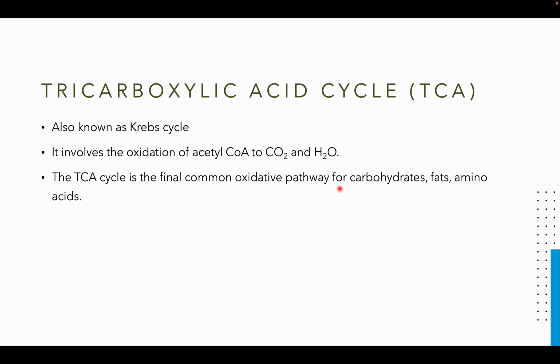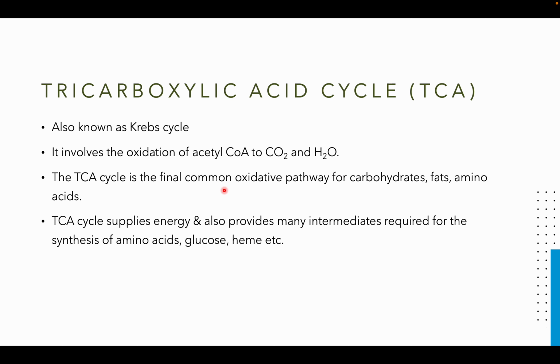During the requirement for energy, carbohydrates, fats and amino acids release acetyl coenzyme A, which gets into the TCA cycle to release energy. It is also important because the intermediates that are formed in this pathway can be used for the synthesis of different amino acids, heme and glucose as well. And the most important thing is it occurs in the mitochondrial matrix, near the place of the electron transport chain. So the NADH and FADH2 which are released at this place feed into the electron transport chain to release energy.